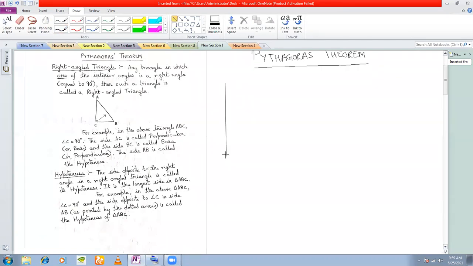You have a right angle triangle. If a right angle triangle is given to you, and you know that the right angle here is at C. This triangle, if you know that one of the angles is 90°, then you call it a right angle triangle.